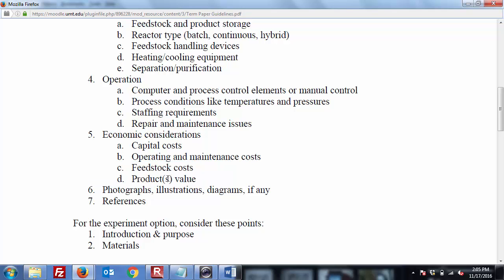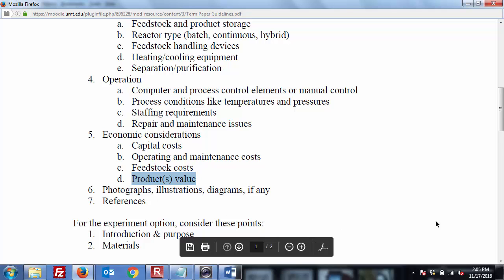What the product value is. So again, is it more valuable to turn this into a solid commodity, or in this case into a fuel for burning? Put the pictures in there. I've asked for that already. Illustrations, schematics, diagrams, and then references.